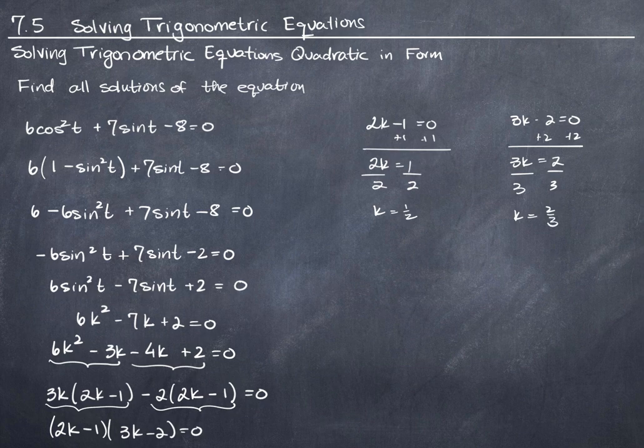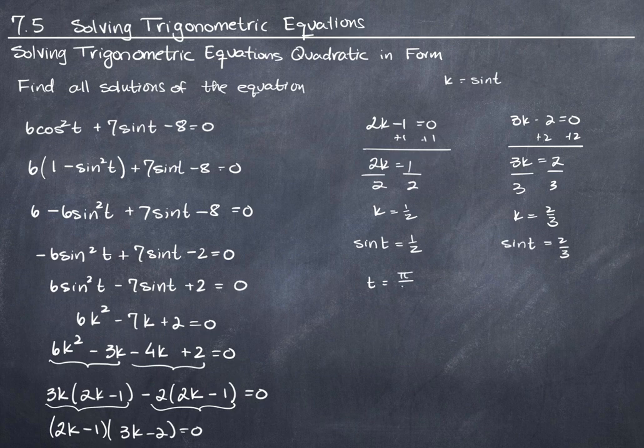Now, it feels like I'm done because I found some solutions, but I wasn't asked to find k, I was asked to find t. So I need to back substitute. I can't believe I erased that. I had let k equal sine of t. So I need to back substitute. I need to rewrite this as the sine of t equals a half, and this one as the sine of t equals 2/3. Now I know that the sine of t equals a half when t equals pi over 6.